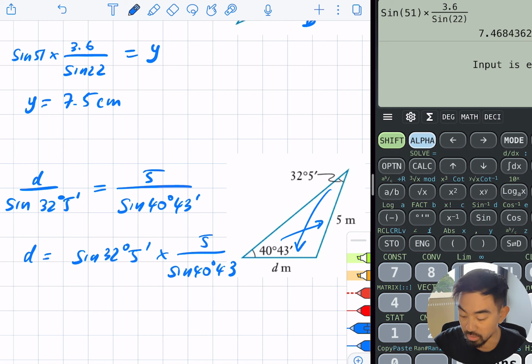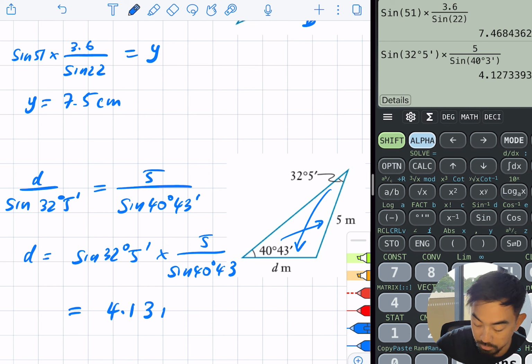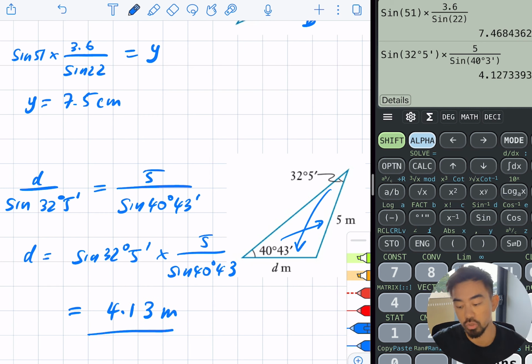And then we'll pop it in the calculator. So sine 32 degrees 5 minutes times 5 over sine 40 degrees 43 minutes. And our answer should be 4.13 meters. Okay, so do a common sense check. Does it make sense? Well, the other side's 5, this missing one's 4, so yeah, it looks like it could fit.